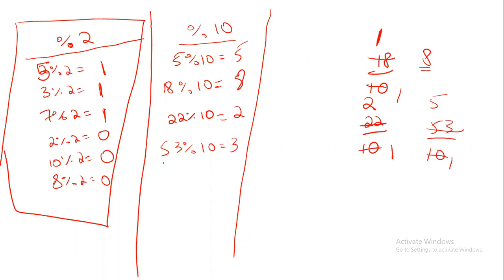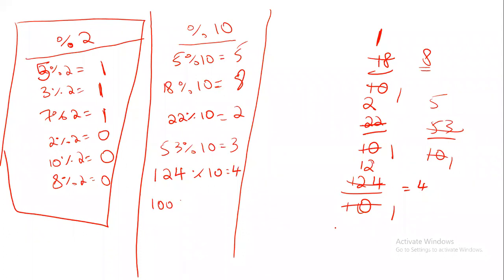Okay, now let me go for 3-digit numbers. 124 mod 10 I will tell. So let's see, if I have 124 and divide by 10, what's the remainder? 10 ones are 10, 10 12s are 120. From 120 to 124, how many more is remaining? 4 more is remaining, right? So remainder is 4.